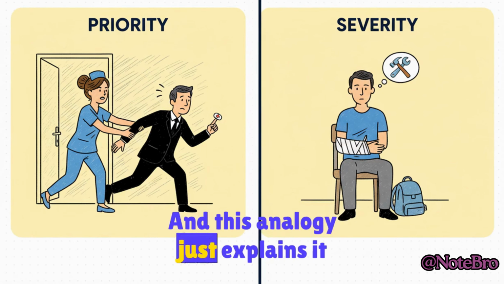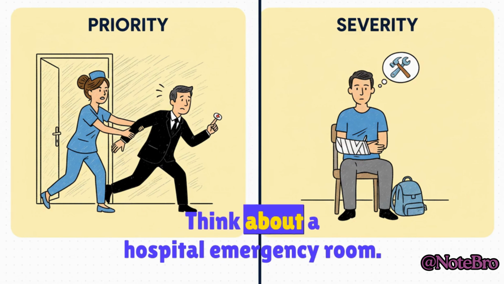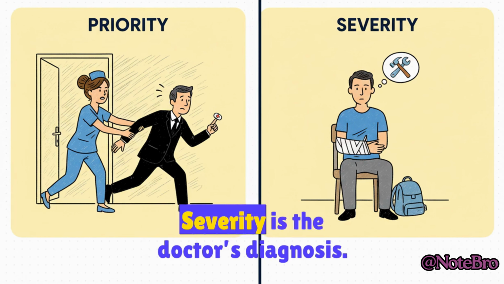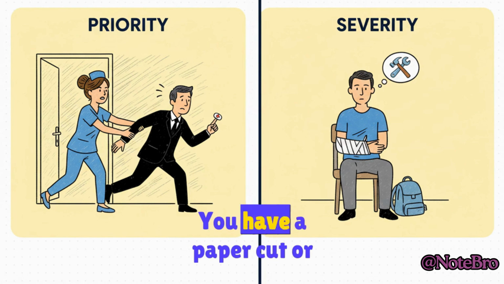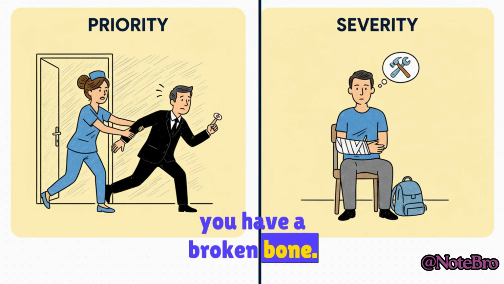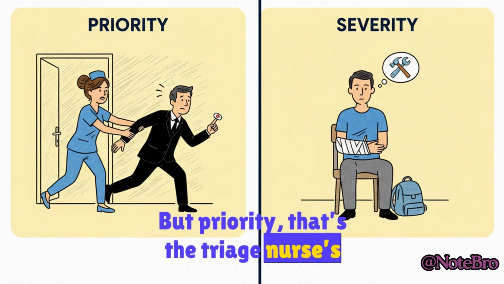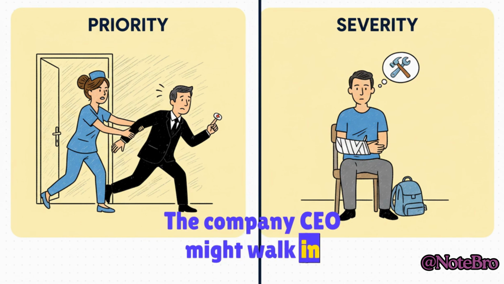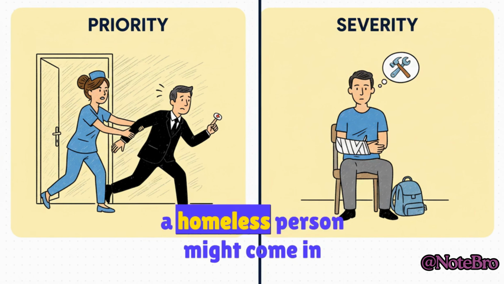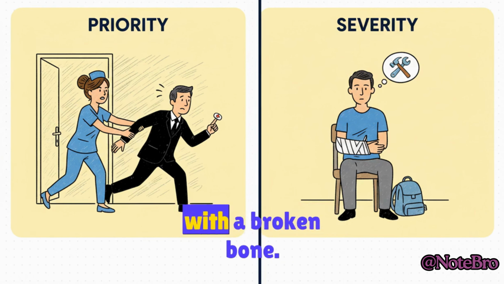And this analogy just explains it perfectly. Think about a hospital emergency room. Severity is the doctor's diagnosis. You have a paper cut or you have a broken bone. That's the technical reality. But priority? That's the triage nurse's call. The company's CEO might walk in with a tiny paper cut, and a homeless person might come in with a broken bone. Who sees the doctor first? See? That's a priority call, not a severity one.